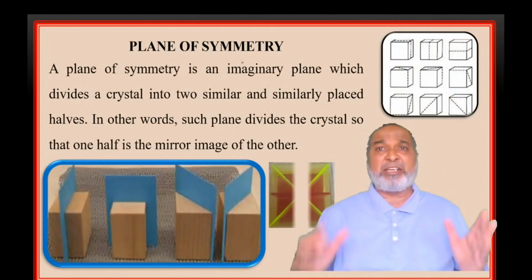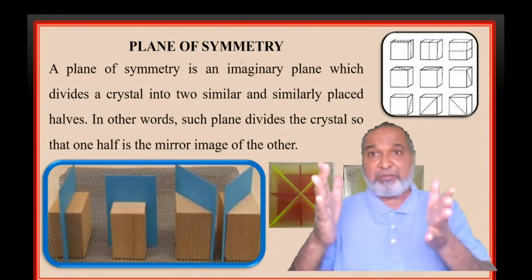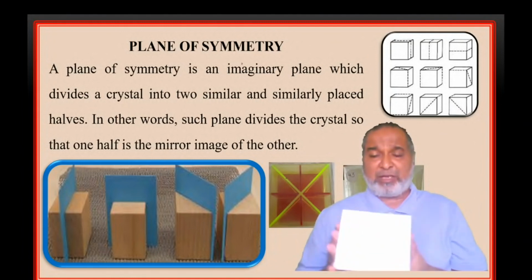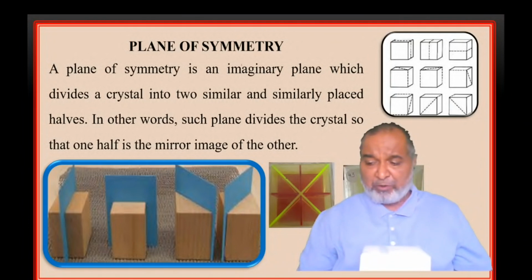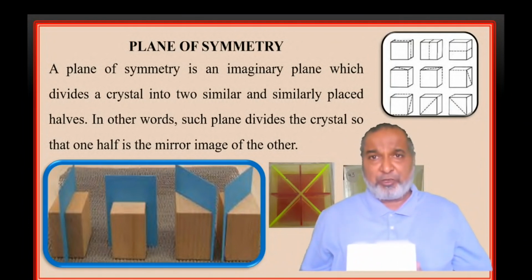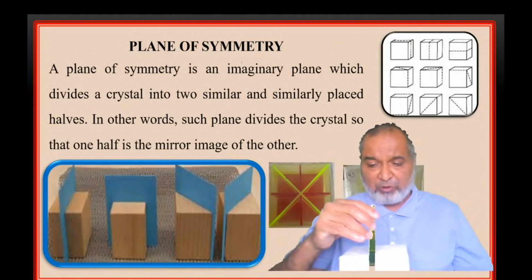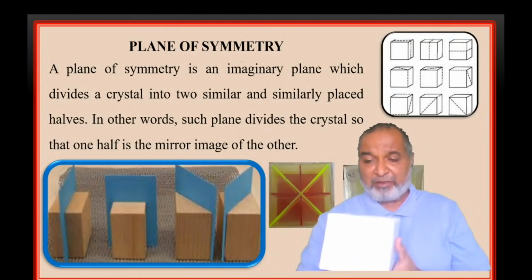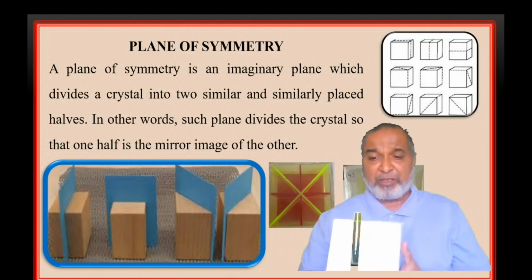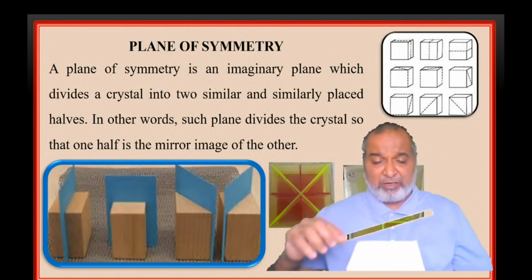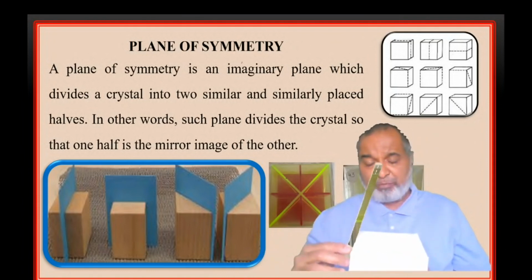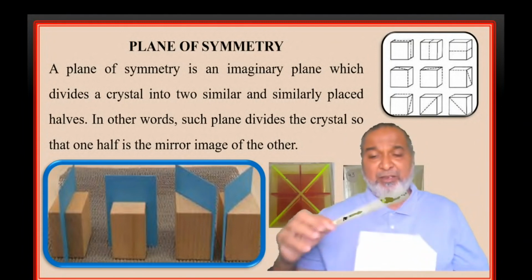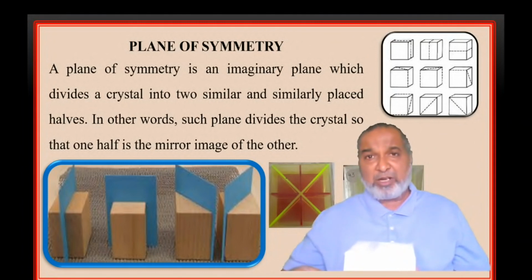What is a plane of symmetry? It is an imaginary plane. Remember, you have to imagine that this particular imaginary plane is going to divide a crystal. Now, for example, here we have a cube. If I want to divide this particular cube into two equal parts, then what will I do? I'll cut it this way, from front to back, from the center. So the left will be the mirror image of the right. Similarly, I'm going to cut it from the top, left to right. Then the front will be the mirror image of the back. Then the third possibility, I'm going to cut this way.